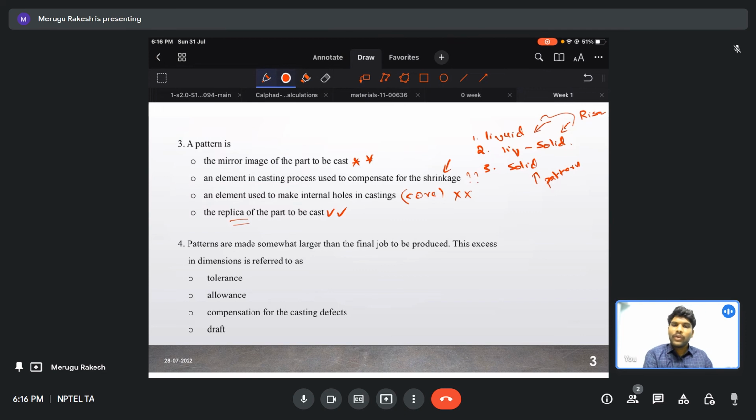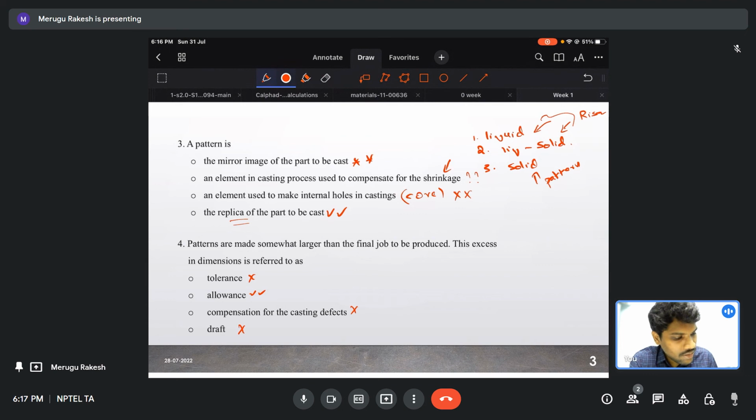Going ahead, patterns are made somewhat larger than the final job to be produced. Yes, that is true. This excess in dimension is referred to as what? I have also explained earlier that the surface finish of the cast product is not so good. So we have to do some trimming and finishing processes using machining, and we provide some extra dimension for that. That extra dimension is called allowance. It is not the tolerance, it is not for the casting defect, and it is not the draft. I will explain draft in the coming questions.